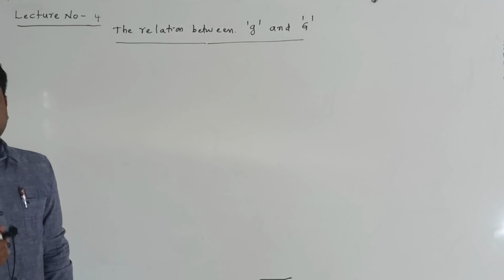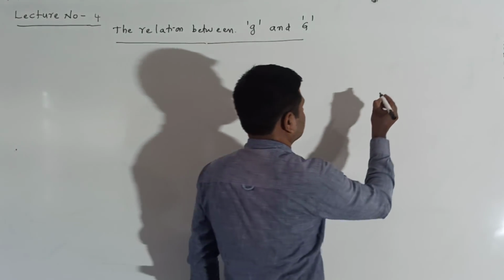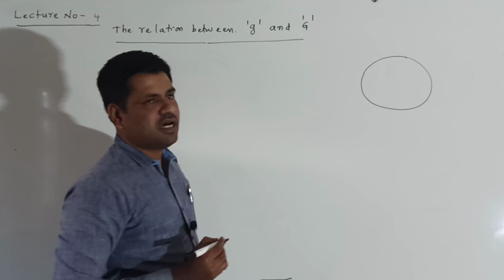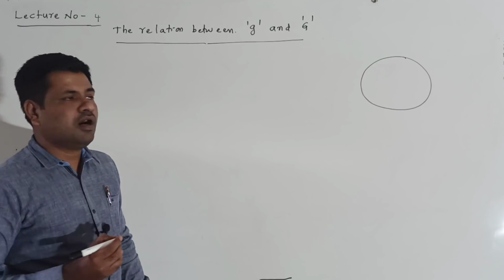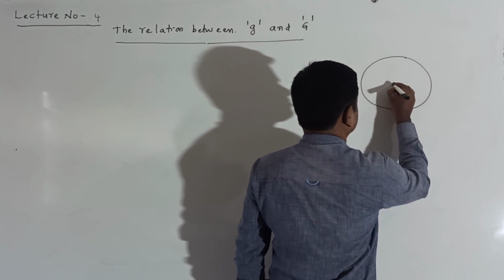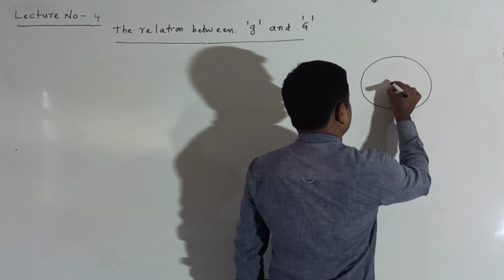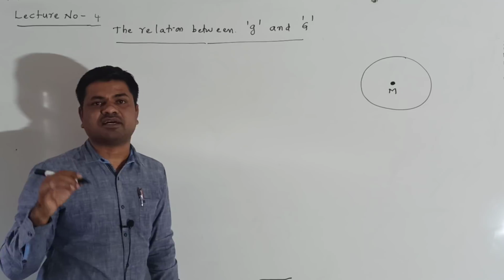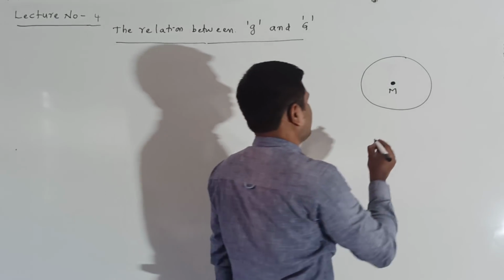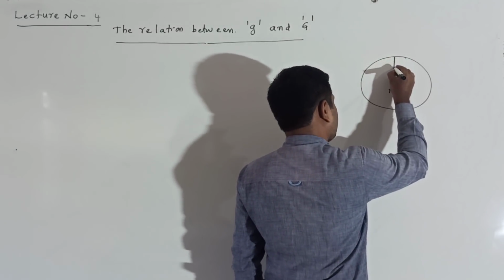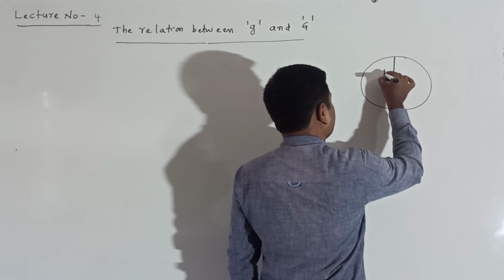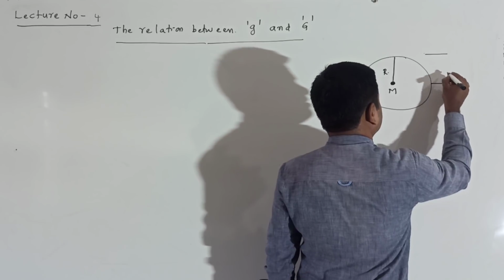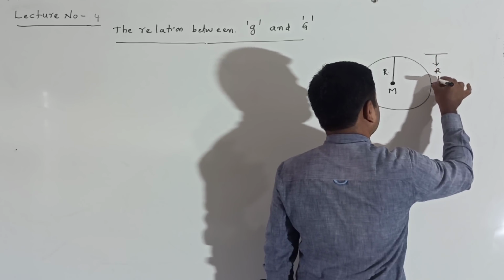Okay, right. Now we consider this, our earth. On this earth, this is the mass of the earth, always concentrated at the center. Next, this is called the radius of the earth. From here up to the center, this is called the radius of the earth.